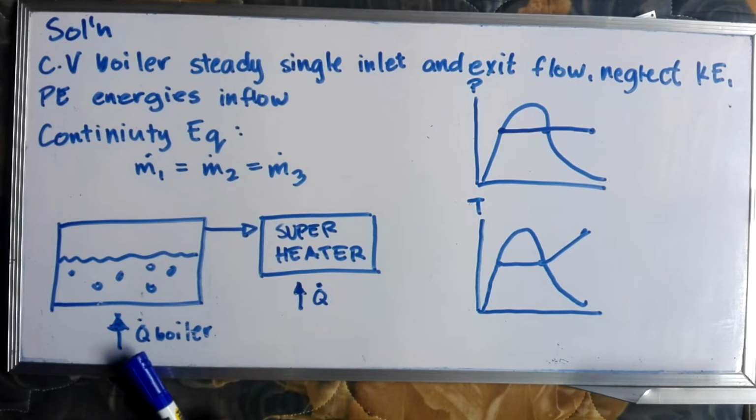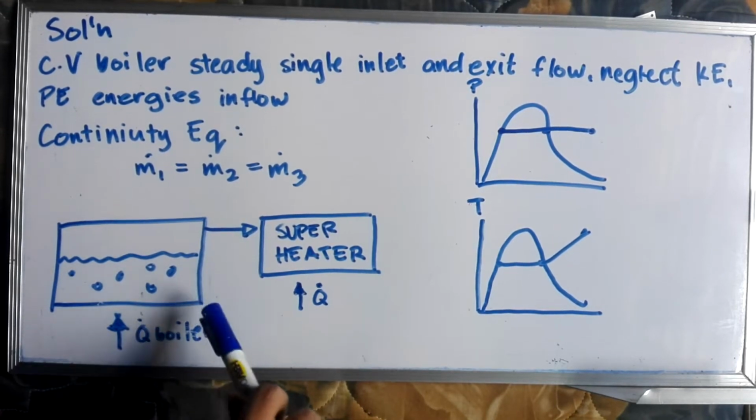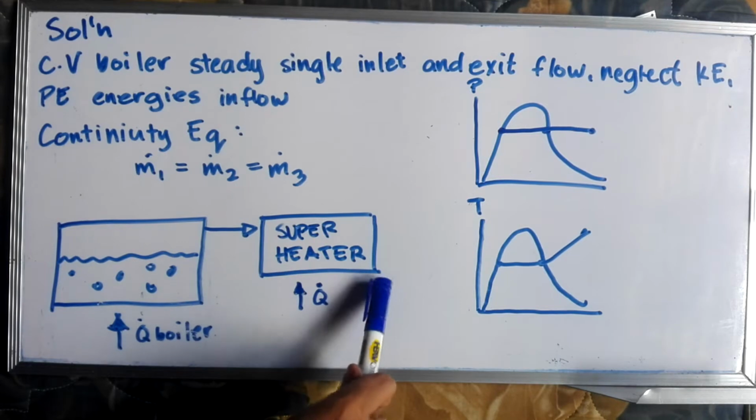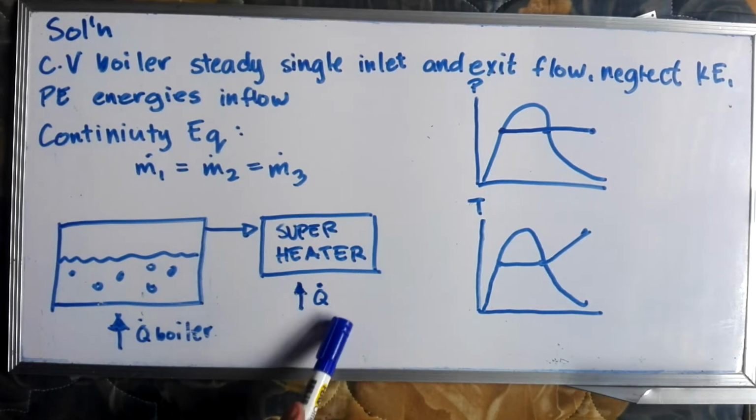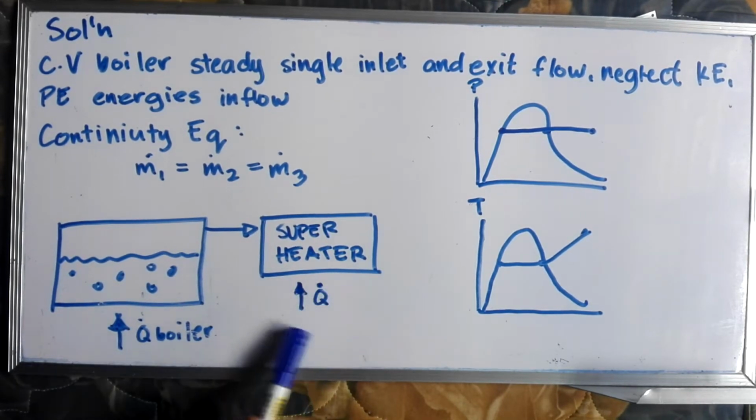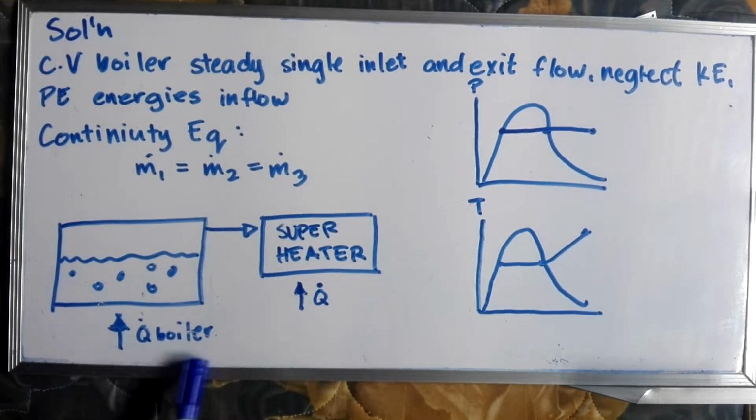This will be the illustration of the problem. This will be the boiler and this represents the superheater. This is the heat transfer rate of the superheater and this is the heat transfer rate of the boiler.